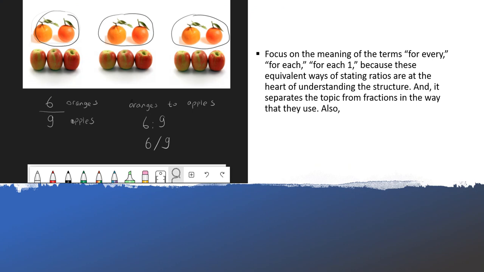Secondly, I focused on the meaning of terms for each one, because these equivalent ways of stating ratios are the heart of understanding the structure, and it separates the topic from fractions in the way that we use them.